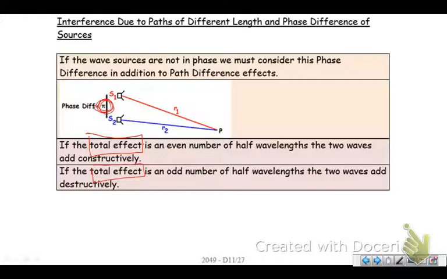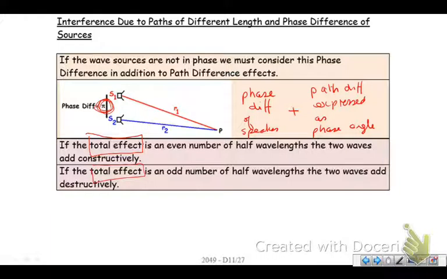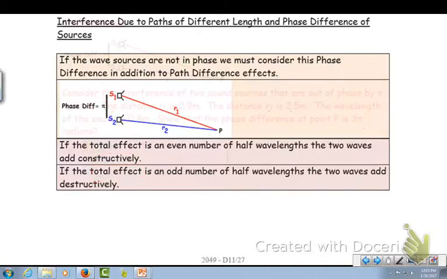So mathematically speaking, after we found the path difference in that first equation, we would then add the phase difference between the two speakers afterwards. Yes. How do you figure out the total effect? You just add. Take the phase difference of speakers plus path difference expressed as phase angle. That's the best way. So you add them together.